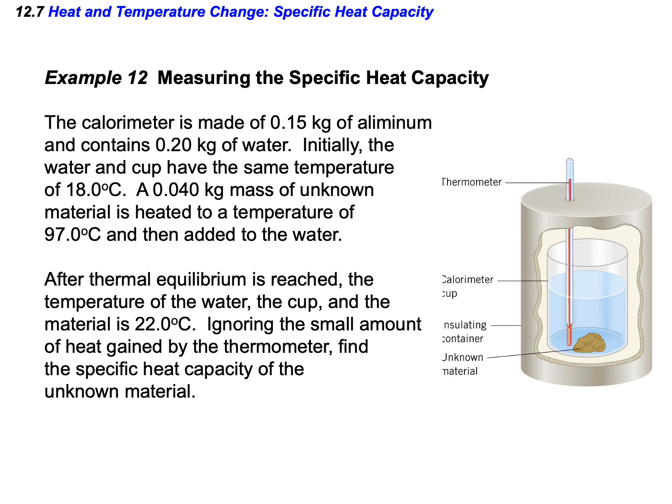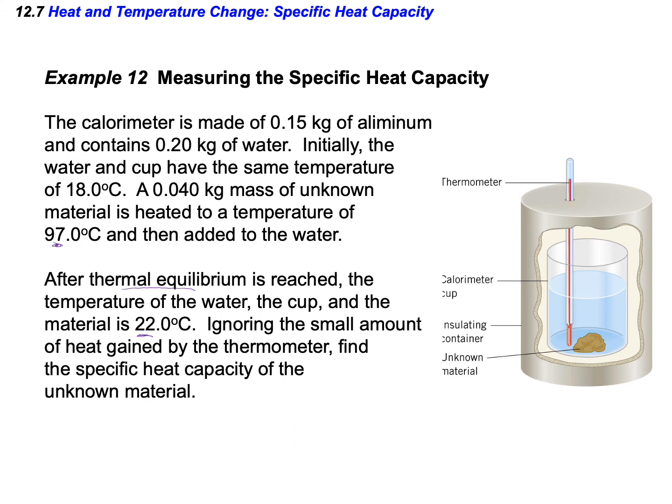So when the system comes to a thermal equilibrium, the temperature of the water, the cup and the material is 22 degrees. So you add 97 degree unknown material into water, and as in the previous case, you see the temperature of the water rise because the water was at a lower temperature.